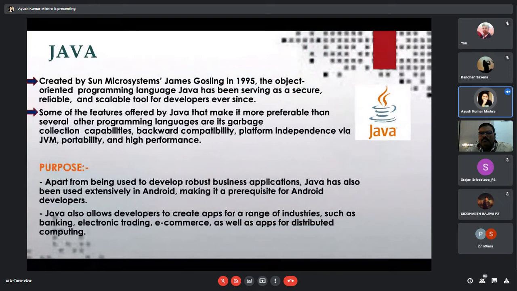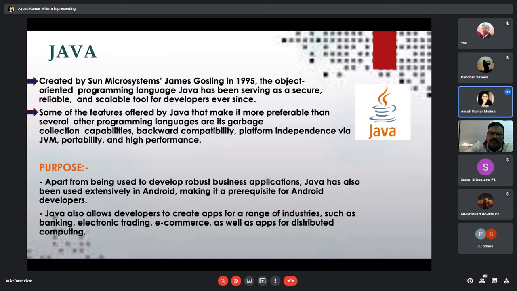The next language is Java. Created by Sun Microsystems, James Gosling in 1995, the object-oriented programming language Java has been serving as a secure, reliable, and scalable tool for developers ever since. Some of the features offered by Java that make it more preferable than several other programming languages are its garbage collection capabilities, backward compatibility, platform independence via JVM, portability, and high performance.